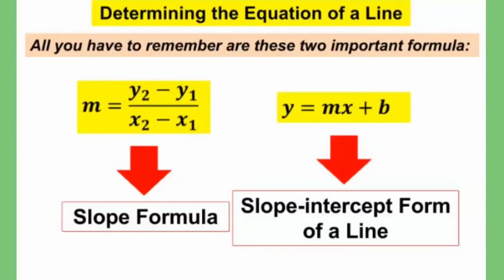Ito ay ang slope formula, m is equal to y sub 2 minus y sub 1 all over x sub 2 minus x sub 1. At saka yung slope-intercept form of a line, which is y equals mx plus b. Paano ba natin mahanap ang equation ng line gamit lamang ang dalawang formula na ito? Magbigay tayo ng mga examples.